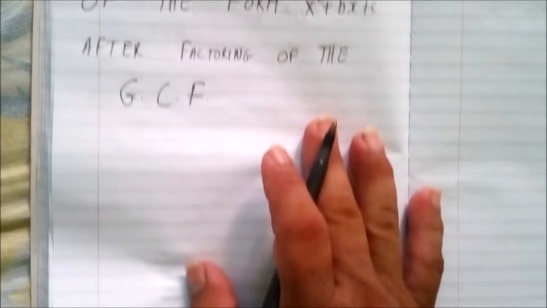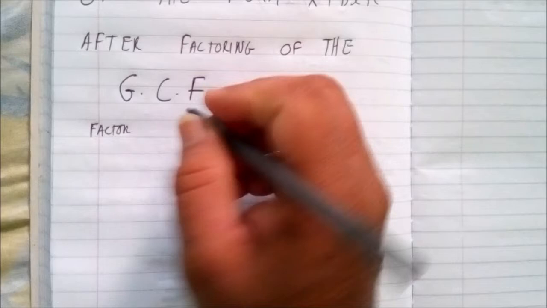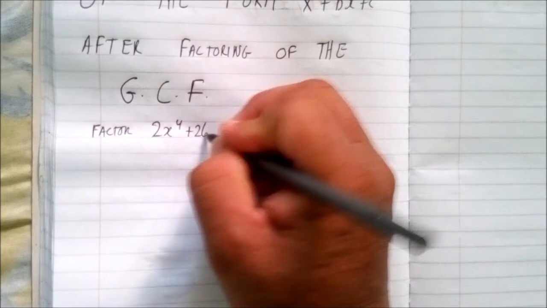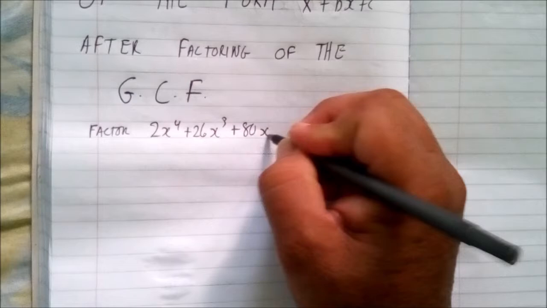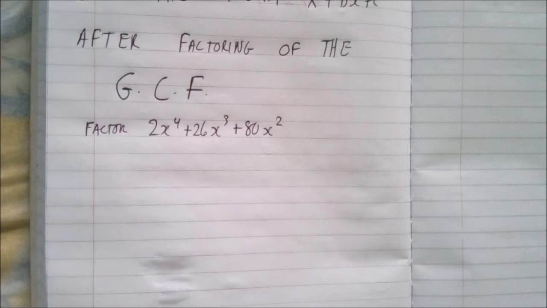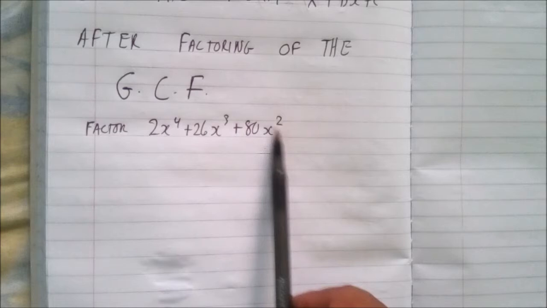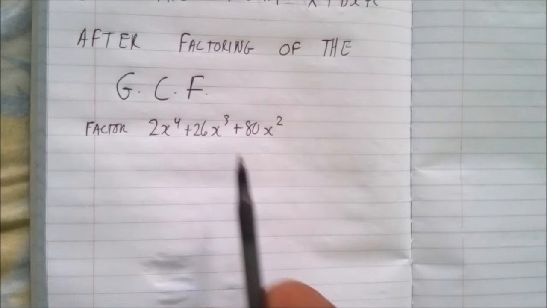If I ask you to factor 2x to the fourth plus 26x to the third plus 80x to the second. Now we have been finding the greatest common factor of terms, which we did some time ago. And so we should be able to factor out the greatest common factor from all of these three terms here. We will factor out the greatest common factor, and in this case it is 2x squared.